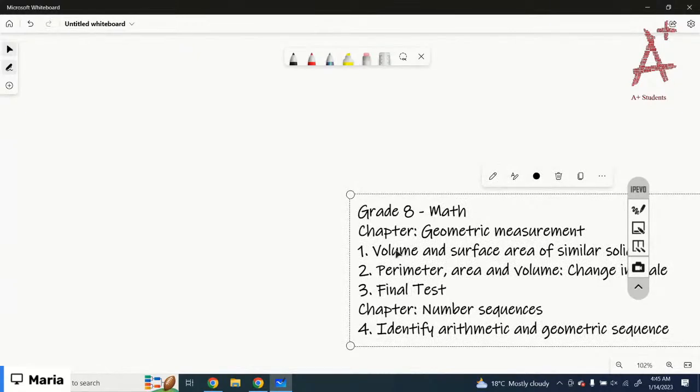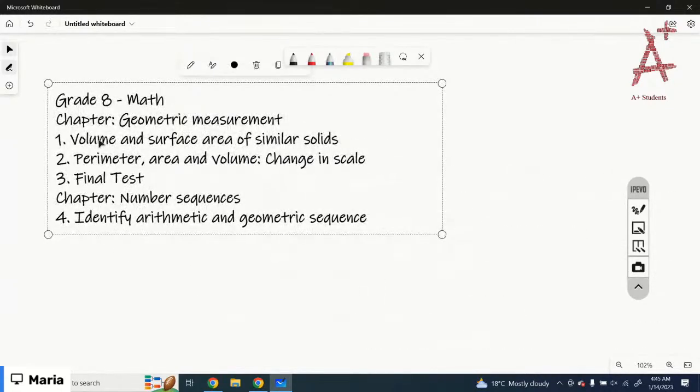So we're working on grade 8 maths. The chapter is geometric measurement, and the lessons we covered are volume and surface area of similar solids, perimeter, area and volume change in scale. Then we did the final test of the chapter. Then we started the new chapter, number sequence, and the lessons covered are identify arithmetic and geometric sequence. If you have any question, you can ask. Please make sure before the next session you complete all the test questions for the lessons we did today. Got it?